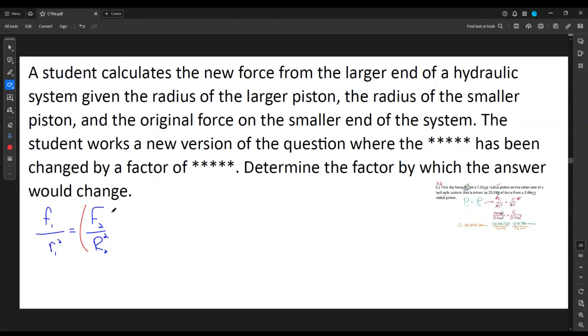So if we multiply by big radius squared, then that's going to cancel from this side. And then to balance, I'm going to do the same thing over here. And so that's really only moving one part away, but we get that the larger force is equal to the smaller force times the bigger radius squared over the smaller radius squared. And the fact that we have the big radius over the small radius here, I think, is also a clue that the force is going to end up growing from this.